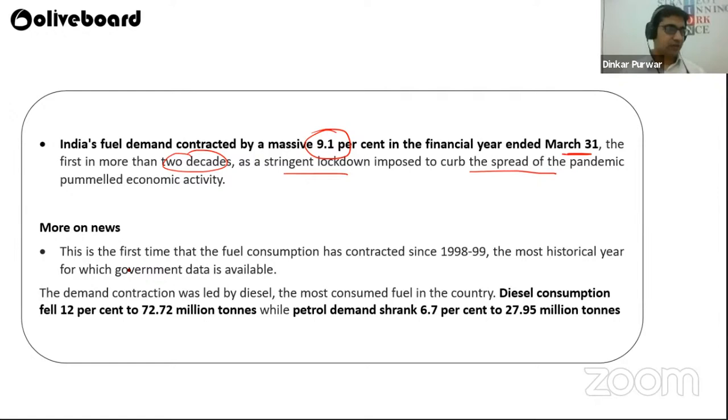This is the first time that fuel consumption has contracted since 1998-1999, the earliest year for which government data is available. The demand contraction was led by diesel, the most consumed fuel in our country. Diesel consumption fell by 12% to 72.72 million tons, while petrol demand shrank by 6.7% to 27.95 million tons.